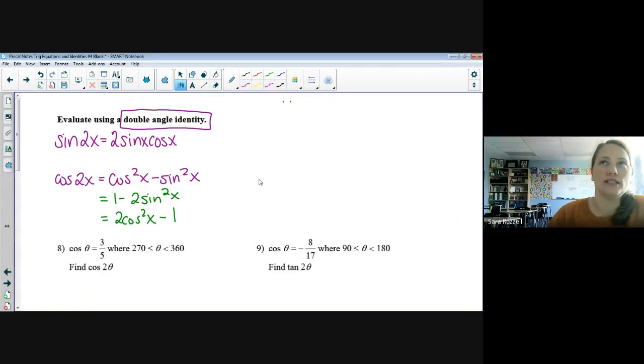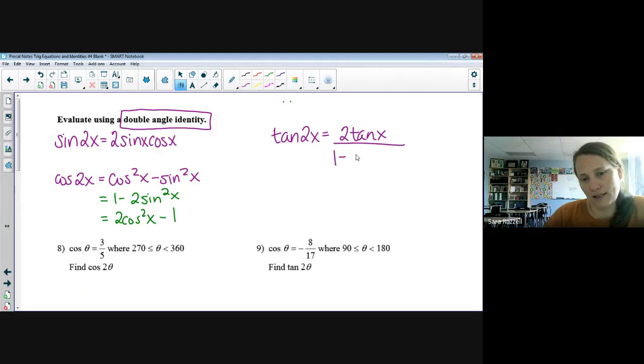Then the last one is tangent. Think about if that y in your tangent plus formula was turned into an x. If you had an x and an x, you would have 2 tangent x on the top, and then 1 minus tangent squared x, because those 2 tangents that are multiplied are the exact same, so it would be squared. So these are our 3 double angle identities.